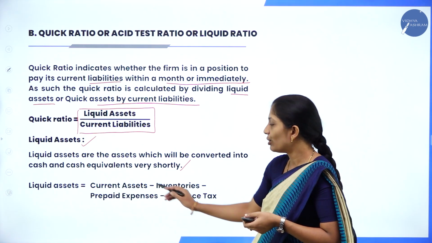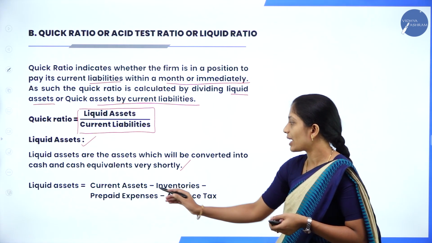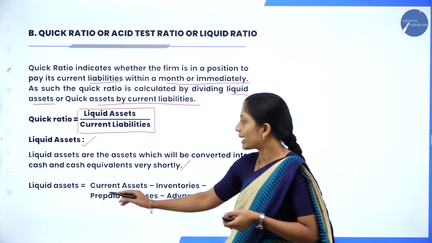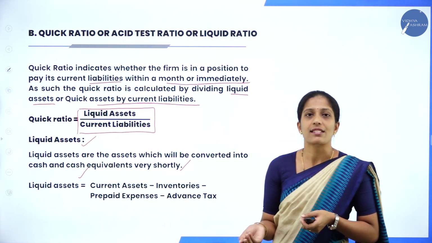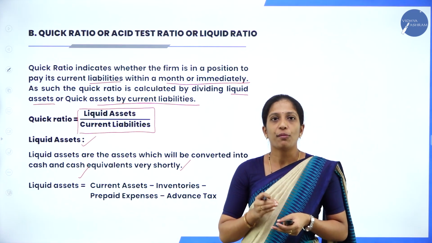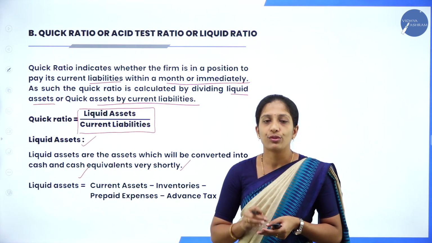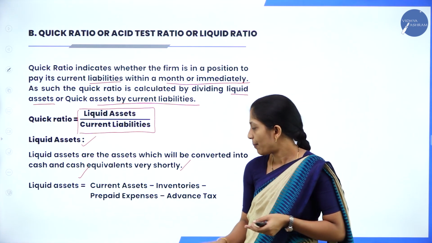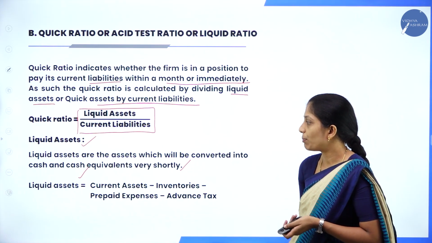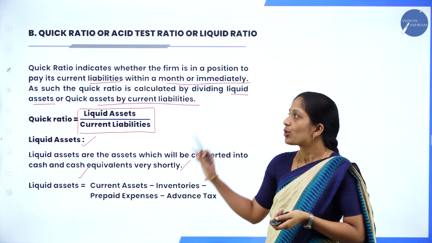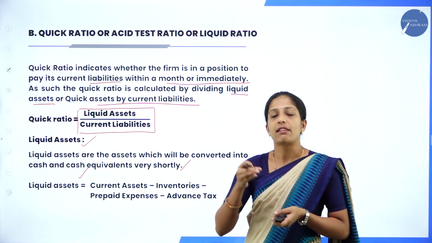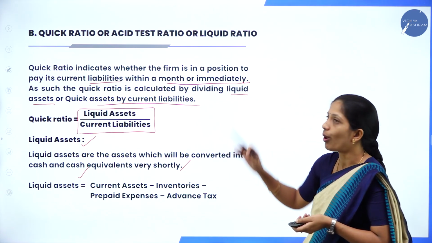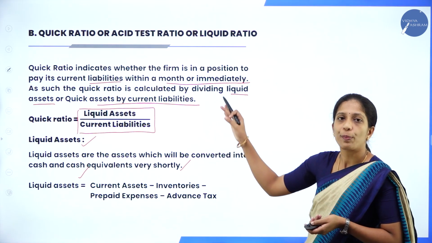So what is the formula of liquid assets? Liquid assets is equal to current assets minus inventories minus prepaid expenses minus advance tax. By using current assets, you can calculate liquid assets. So this will be the formula of liquid assets. Hope you are clear with current ratio as well as quick ratio. Quick ratio is also called acid test ratio or liquid ratio.